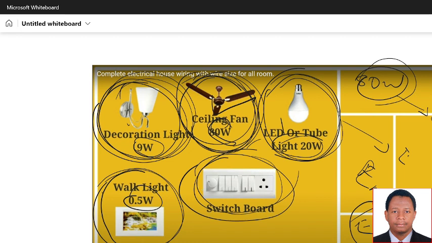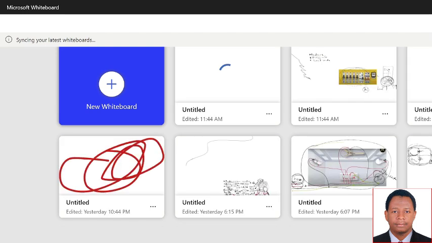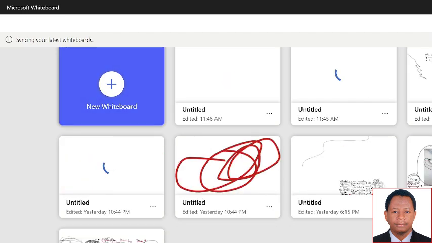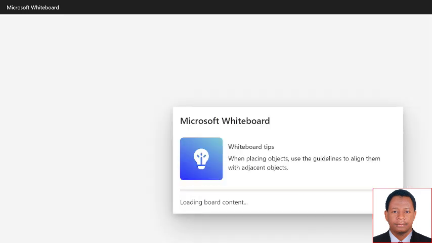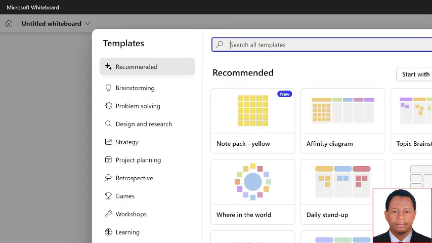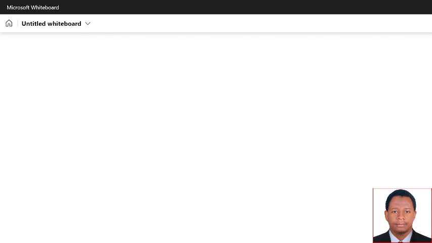Now let's go. In each room, our components will be like this. Let's see how the components will be in all the rooms. The placement of our components is going to be like this.